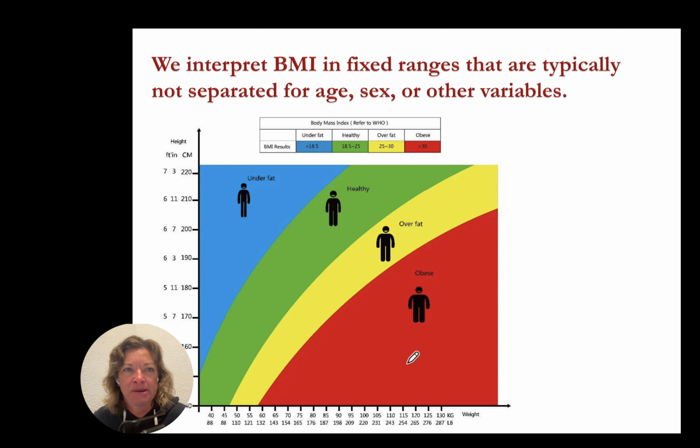So how do we interpret BMI? We interpret it in fixed ranges, and typically, though we're getting a little bit better at this, they're not separated by age, sex, or any other variable. This is a simple depiction of the BMI scale, and I've chosen this one for a specific reason, because it uses the terms under fat and over fat, which are in fact total misnomers when it comes to BMI. But this is how the ranges are typically split up. A BMI of less than 18.5 is low. It's abnormally low.